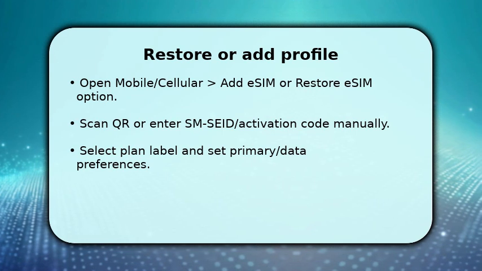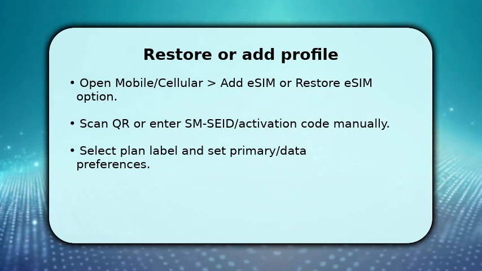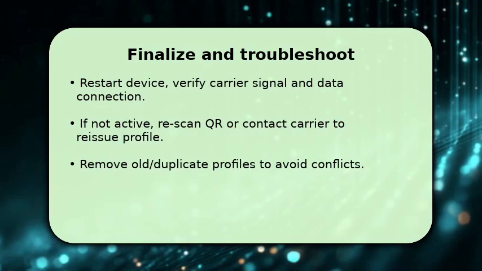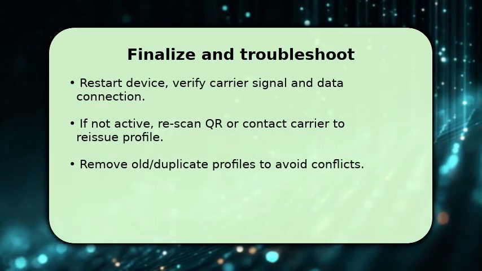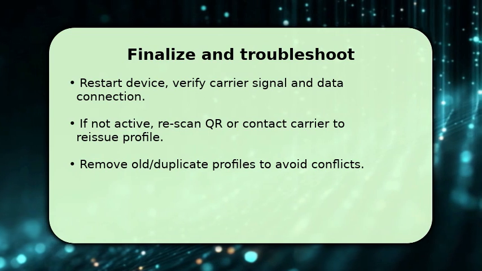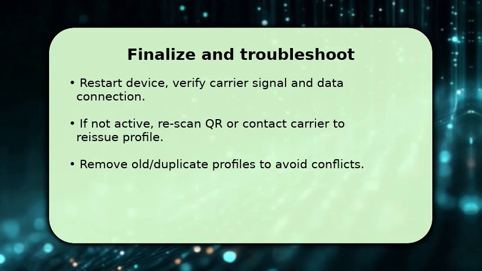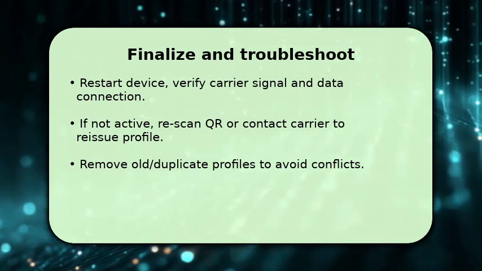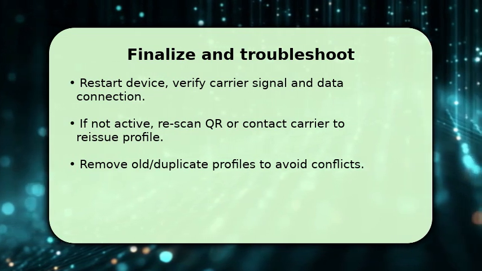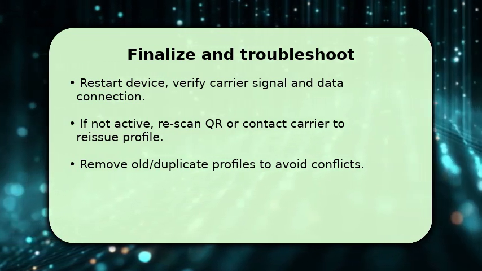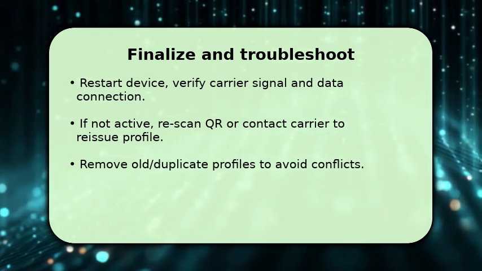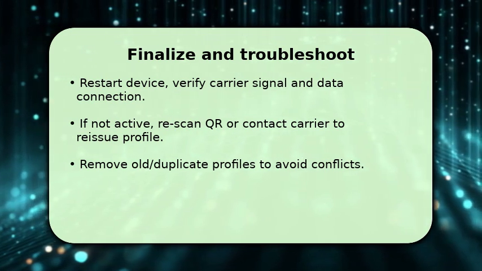To finish, restart your phone and check for carrier signal and an active data connection. You should see the carrier name and signal bars. If it does not activate, rescan the QR or request the carrier to reissue the eSIM profile. Sometimes deletions require a fresh profile. If profiles conflict, delete duplicates and retry. One key troubleshooting tip: toggle airplane mode for 10 seconds before retrying registration.